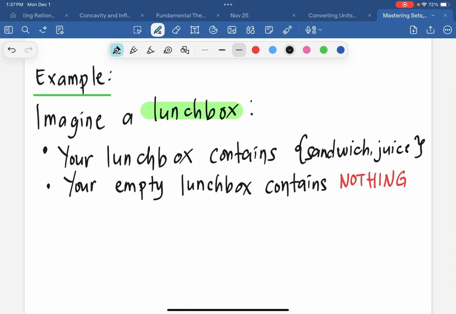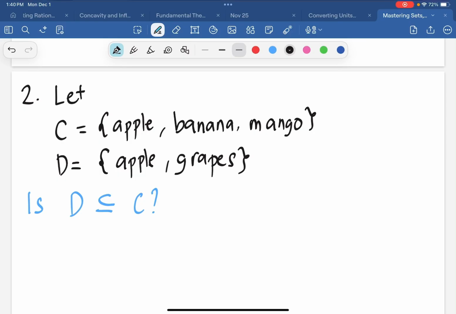Now let's have a real-life example or explanation as to how the empty set is a subset. Now imagine a lunchbox. Your lunchbox contains a sandwich and juice. If you were to empty it, your empty lunchbox contains nothing. Since it does not contain anything wrong, it automatically fits inside any lunchbox set.